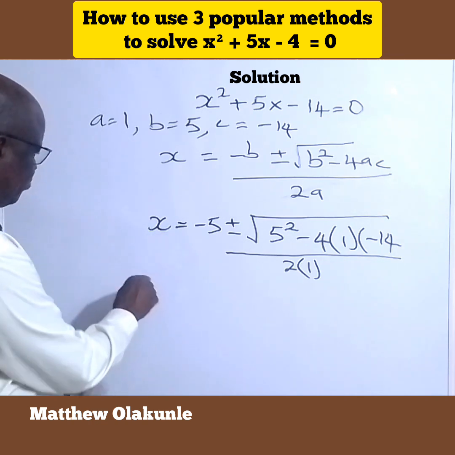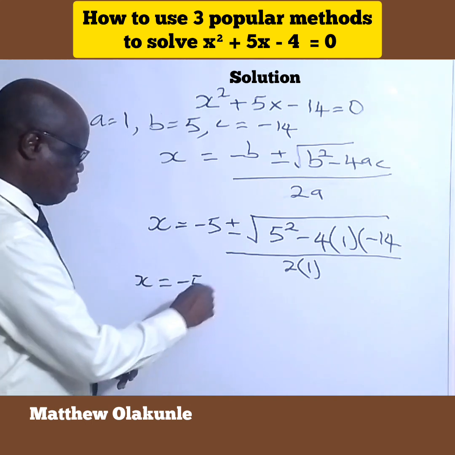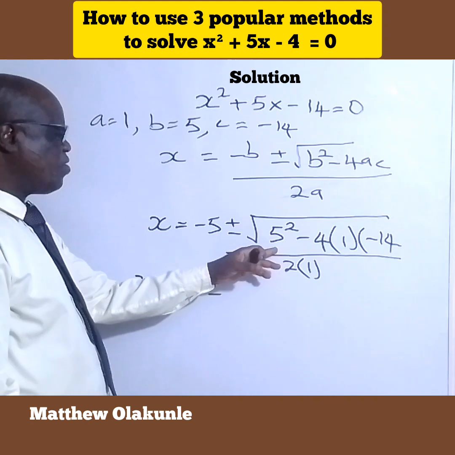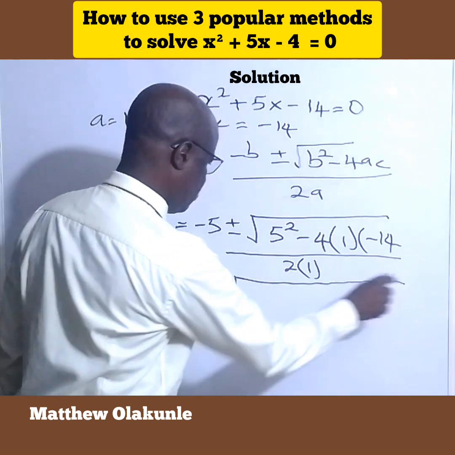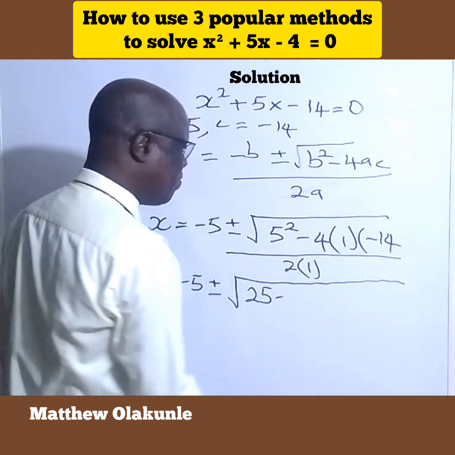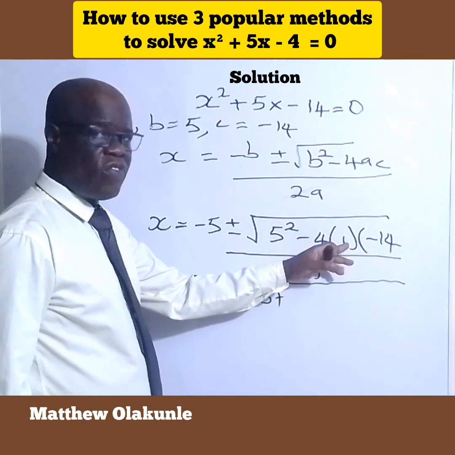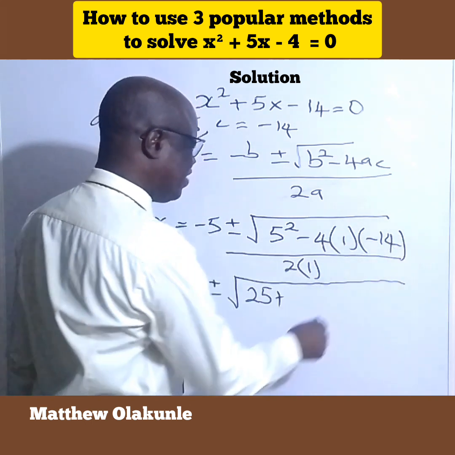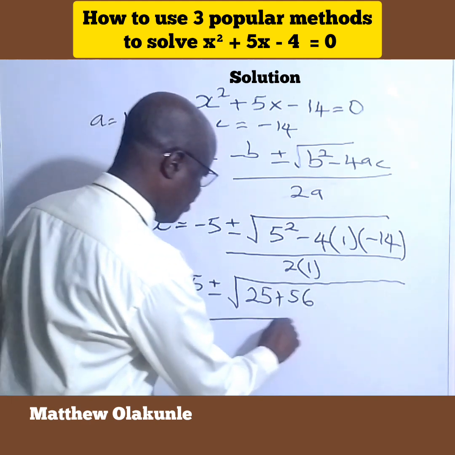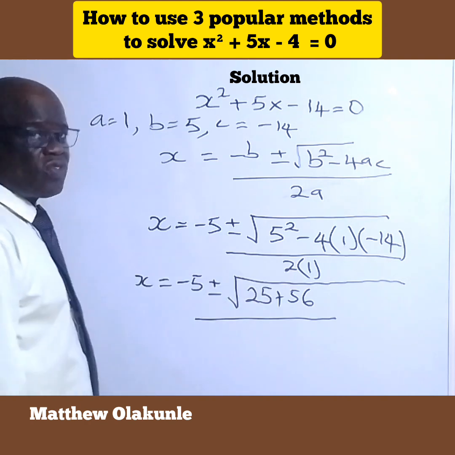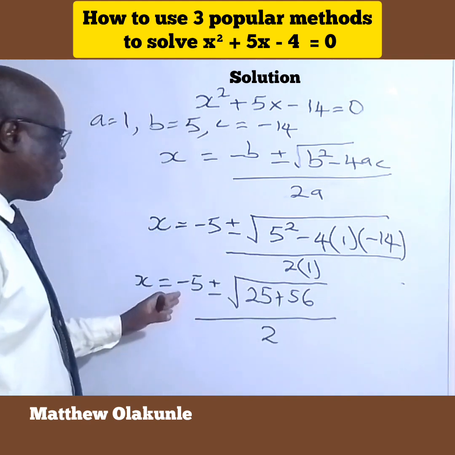So we have x equals minus 5 plus and minus the square root of 5 squared, which is 25. Minus times minus is plus. 4 times 1 is 4. 4 times 14, that's 56. Then everything divided by 2 times 1, which is 2. Okay, so we are left with this.